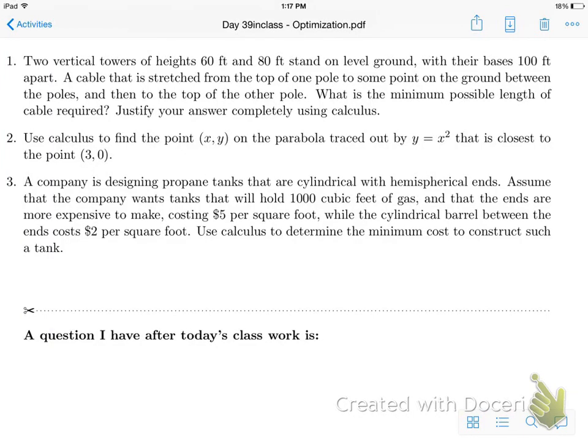Hello. I'd like to do this third question on optimization. It's the one that I did not get to in any of the classes, and so I'd like to give you an example of a solution.